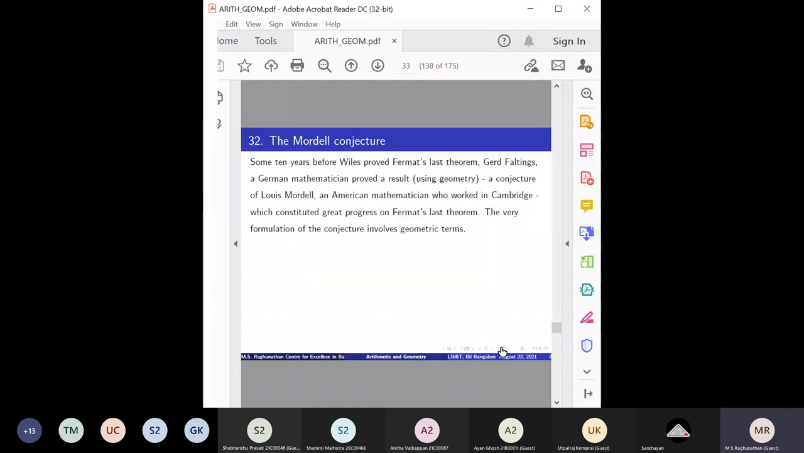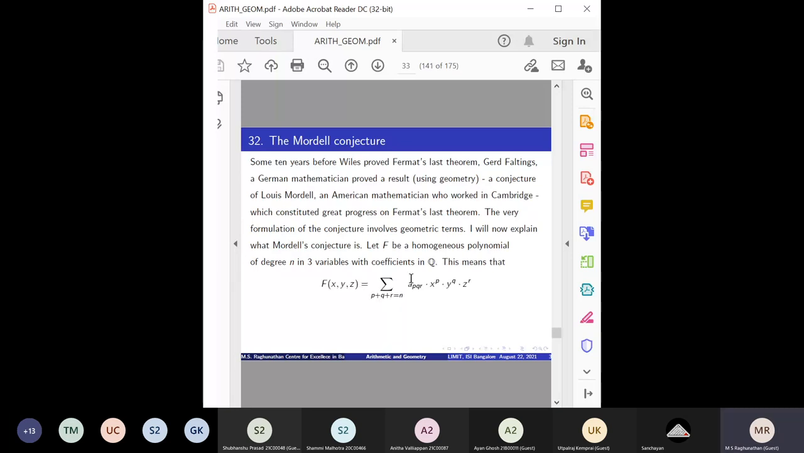The very formulation of the conjecture, however, involves some geometric terms. I will tell you what the Mordell conjecture is, though I may not be able to explain everything involved. Let F be a homogeneous polynomial of degree n in three variables with coefficients in Q. This means that F(x, y, z) is of the form sigma a_pqr x^p y^q z^r, where the a_pqr are coefficients in Q, and p plus q plus r adds up to the same n for all the terms. So it involves only monomials of the form x^p y^q z^r, with p plus q plus r equal to a fixed number n, and the coefficient a_pqr is in Q. I consider such a polynomial F.